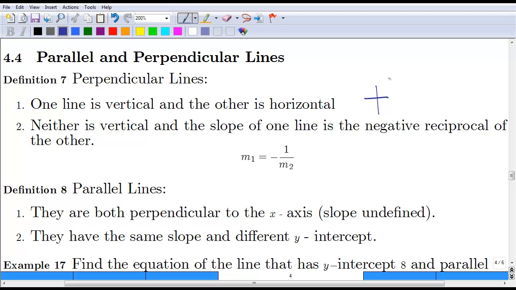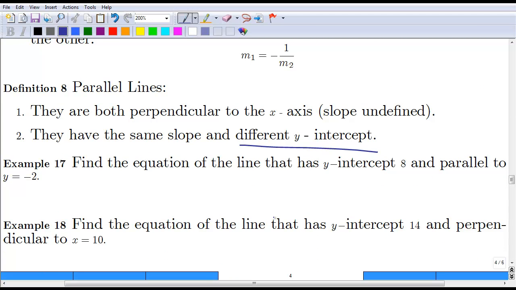Parallel lines are a little bit easier to define. Either they are both perpendicular to the x-axis, meaning the slope is undefined and you have two vertical lines, or they have the same slope and a different y-intercept. It's very important that they have a different y-intercept, otherwise they are the same line. In this case, they have the same slope because they are rising and running at the same rate, and therefore will never intersect.